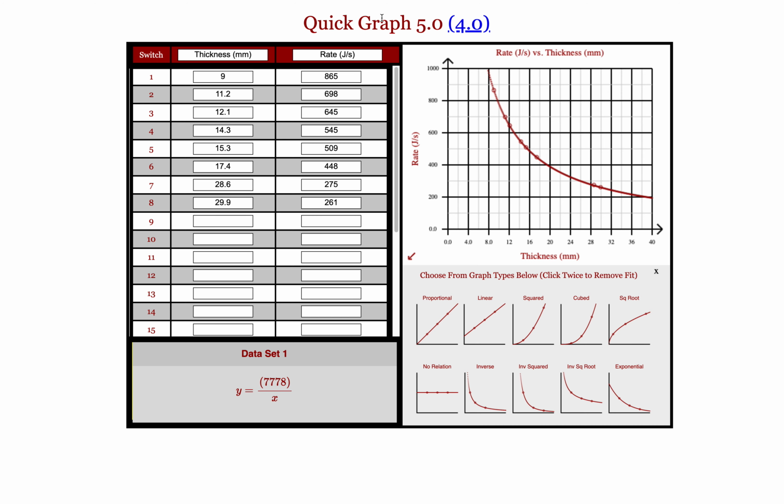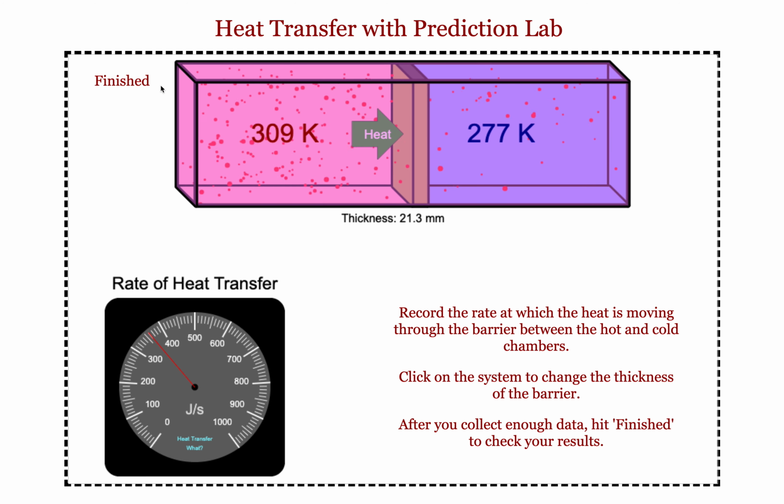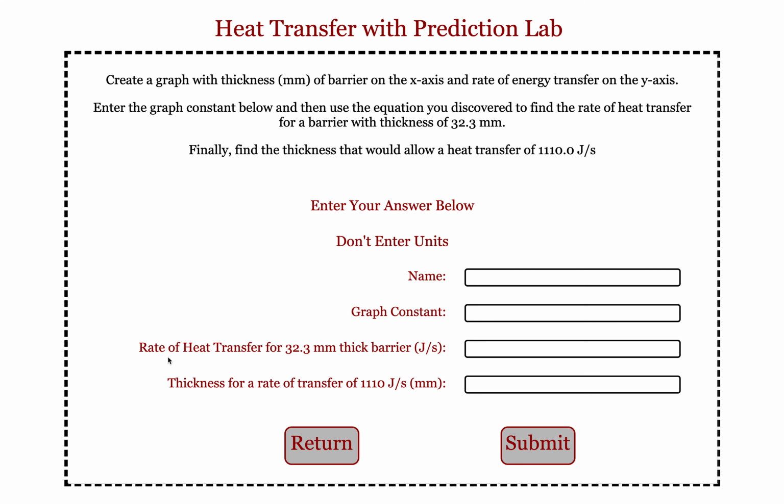They will then be prompted to figure out the rate of heat transfer for a random thickness that they did not test, and they will also be asked to calculate a thickness that would produce a certain rate of heat transfer. When they are done, they should submit their work to see whether or not they collected their data and did their calculations properly.